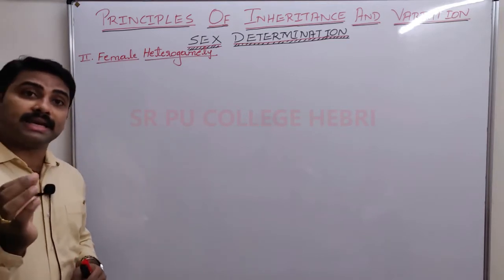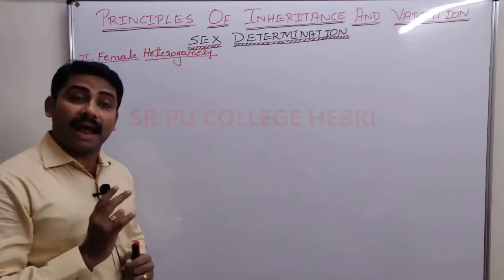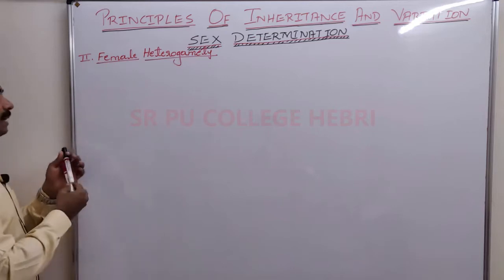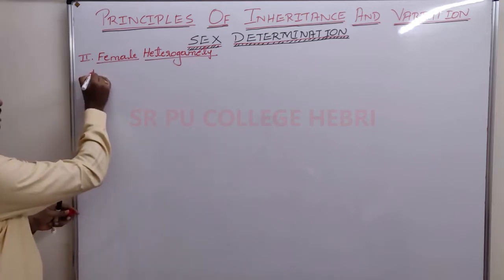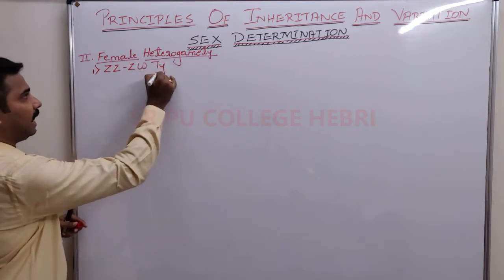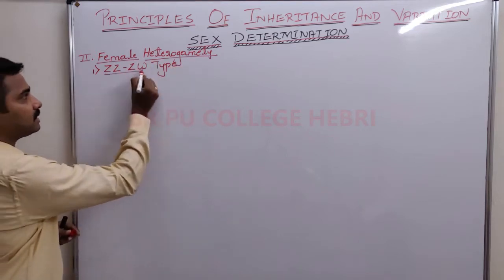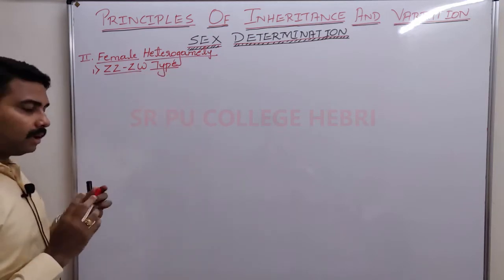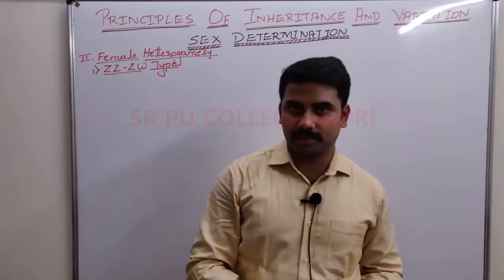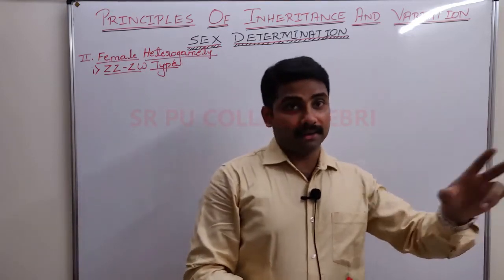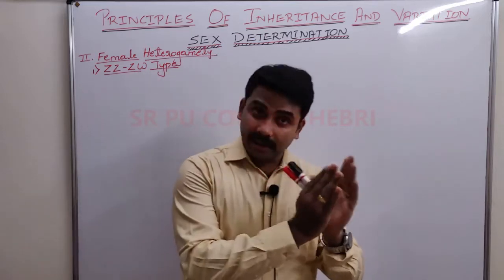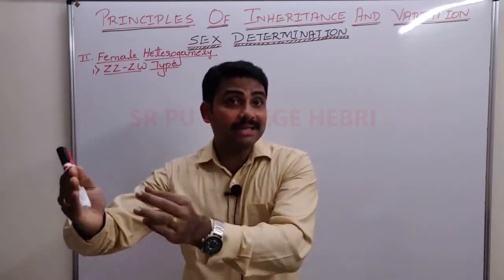Next line. It is of 2 types. Number 1, ZZ-ZW type, and number 2, ZZ-ZO type. The 2 types of female heterogamety are, number 1, ZZ-ZW type, and another one is which one? ZZ-ZO type. Now you may start thinking, what exactly are this Z and W? I told you already that the sex chromosomes are of 2 types. One I called X, another one I named Y chromosome.